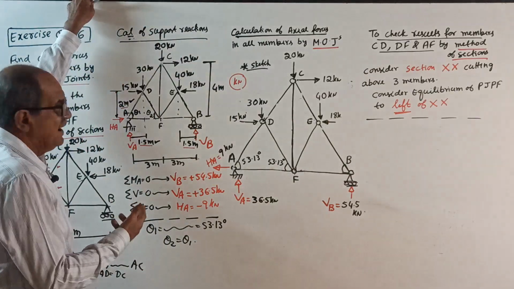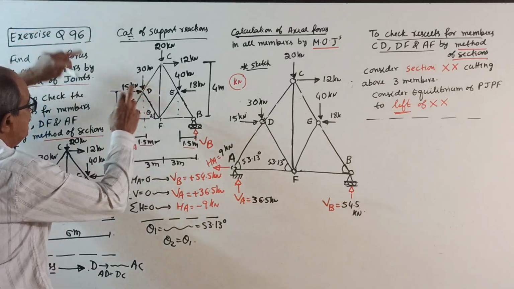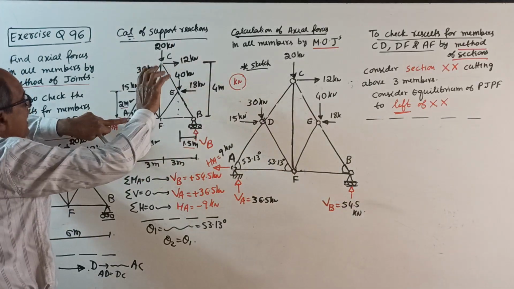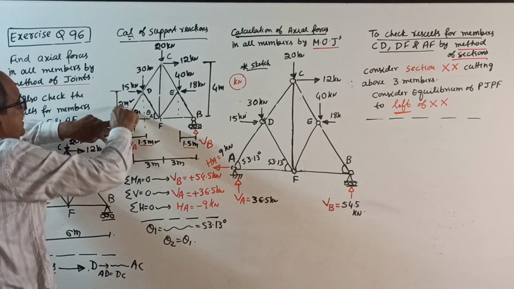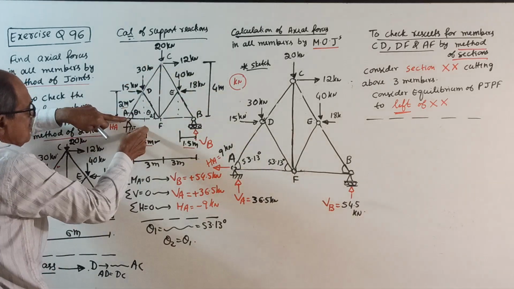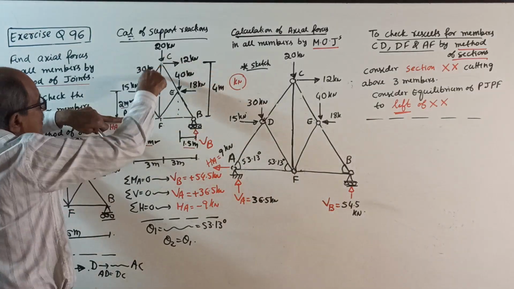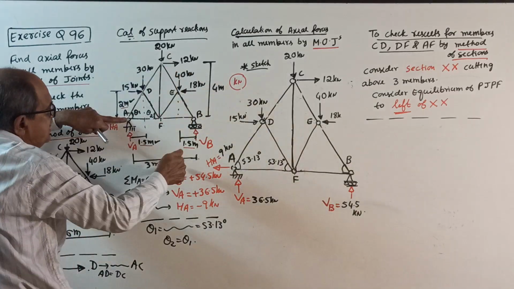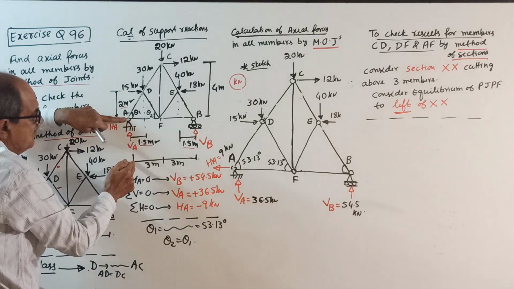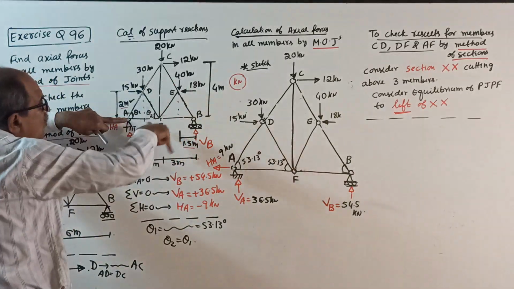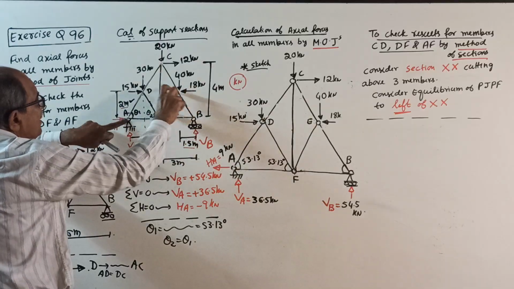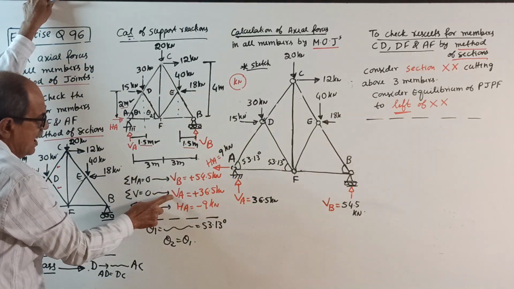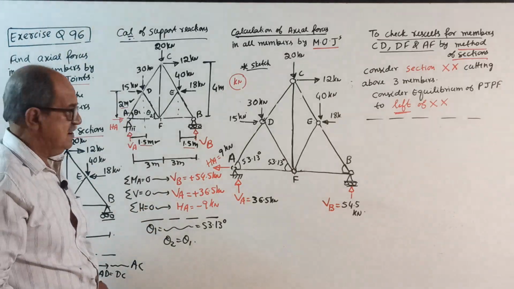But still, my teaching is not that way. I somehow feel maybe some might have missed that question, or at least for revision. So, when you take moment about A, VB into 6 anti-clockwise. Then 15 into this height clockwise, 30 into this distance clockwise, plus 20 into 3 clockwise, 40 into this distance, that is 6 minus 1.5, clockwise, minus 18 into this height anti-clockwise. That way you will get VB, sigma V, sigma H. I need not explain. Okay, get the reaction.